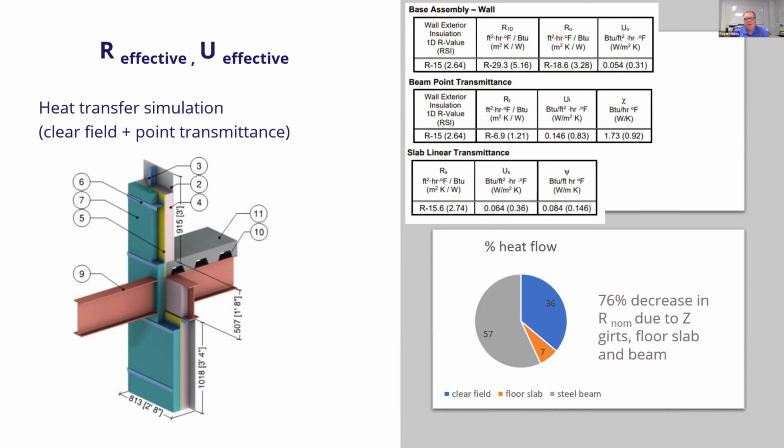You can see that if we look at the first column, we've got an exterior insulation of R15. With the interior bat, we're expecting to see R29 out of this wall. But what happens is, because of the steel Z-girts, it drops to R18.6. And then because of the steel beam, it drops further down to R6.9, call it R7. That's a significant decrease in R value that needs to be taken into consideration when we're doing our energy code math, okay?